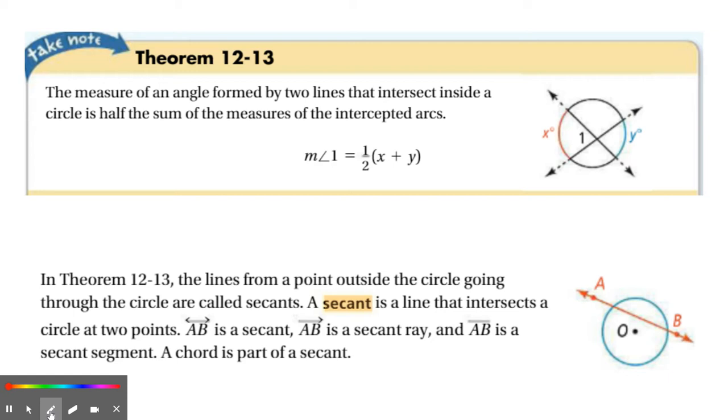So we already know central angles are equal to the arc. We know inscribed angles are equal to half the arc. So now, what about an angle formed by two lines that intersect in the circle?